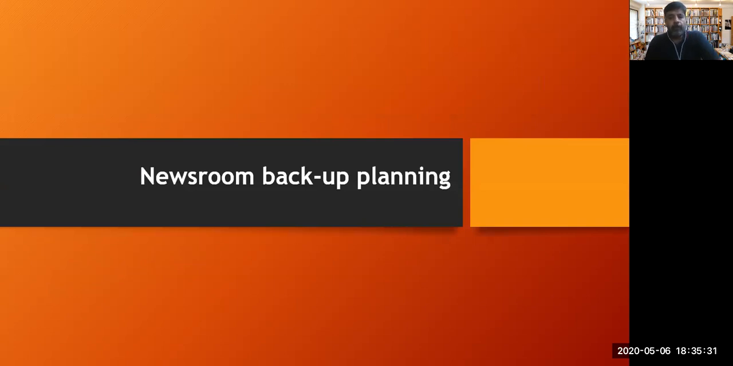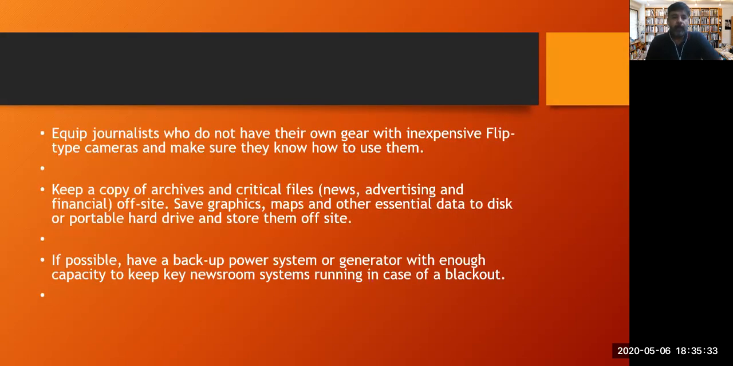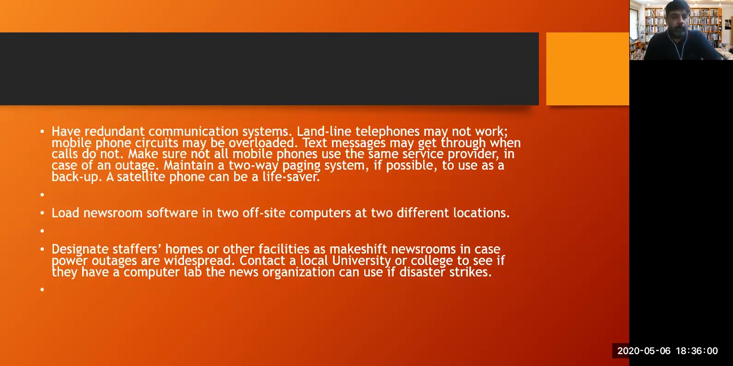Another thing is newsroom backup planning, which is again very important. Equip your journalists who do not have their own gear with inexpensive flip-type cameras, and make sure they know how to use them. Keep a copy of archives and critical files, advertising and financial records offsite. Save graphics, maps, and other essential data to disk. If possible, have a backup power system or generator with enough capacity to keep key newsroom systems running in case of a blackout. Have redundant communication systems.